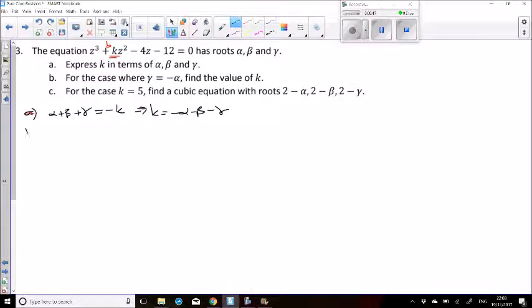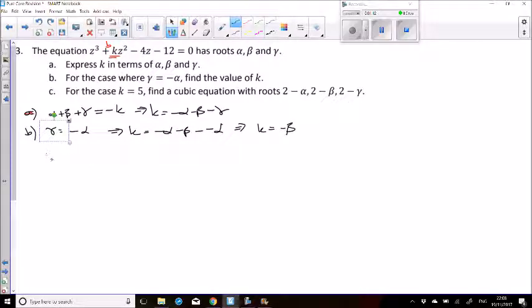Right, part B. Well, now we're saying gamma equals negative alpha. So that makes our k now negative alpha, take away beta, take away negative alpha. So k has to be negative beta.